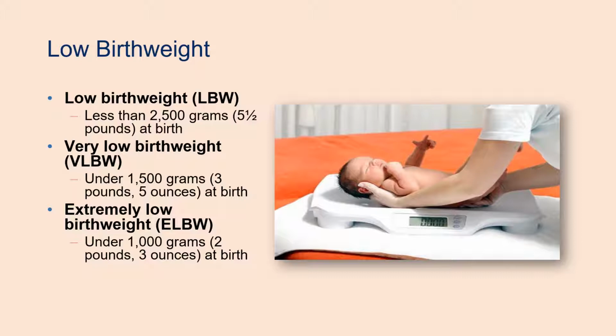Low birth weight is defined as follows: less than 2,500 grams, 5.5 pounds at birth. Very low birth weight is under 1,500 grams, or 3 pounds 5 ounces at birth. Extremely low birth weight is under 1,000 grams, or 2 pounds 3 ounces at birth. The United States has seen a steady increase in low birth weight over the past 25 years. 8% of newborns are seriously underweight and more susceptible to teratogens and higher birth risks.